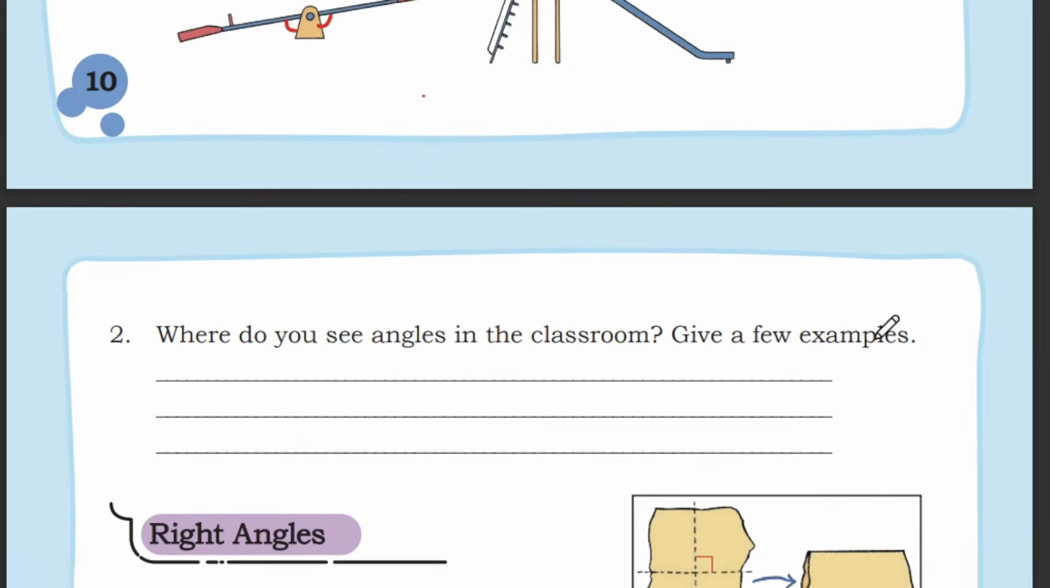So next we have, where do you see angles in the classroom? Give a few examples. So where do you see angles in your classroom? So for example, in your notebook. So this is your notebook. The corners of your notebook, see, we have angles here. So when two straight lines meet each other, we will get an angle. That is the concept. So we will see in our notebook, you can write notebooks. Books.